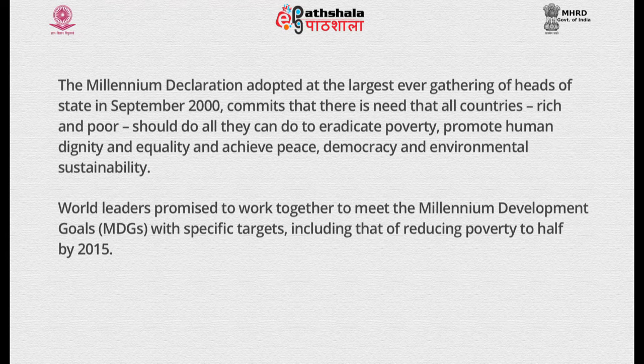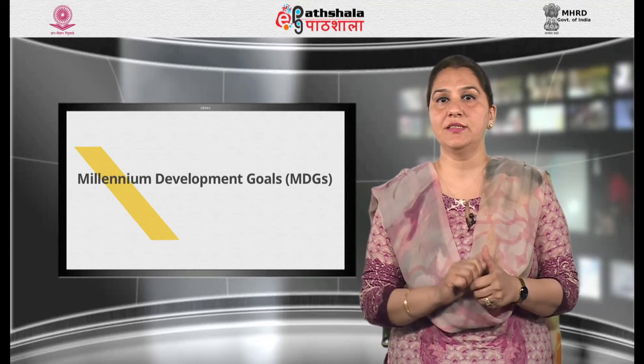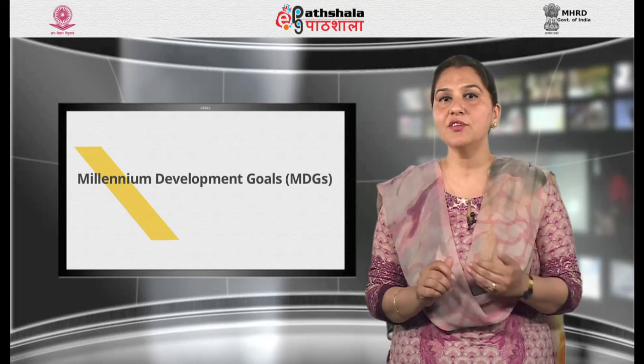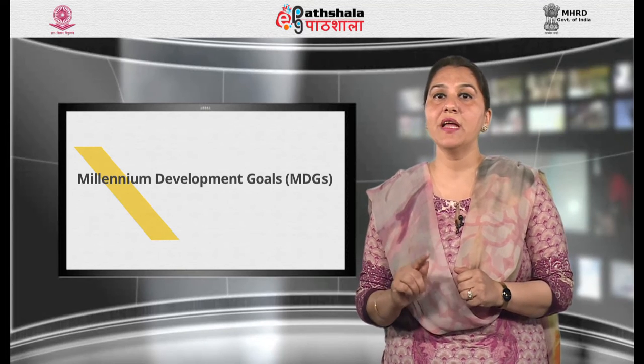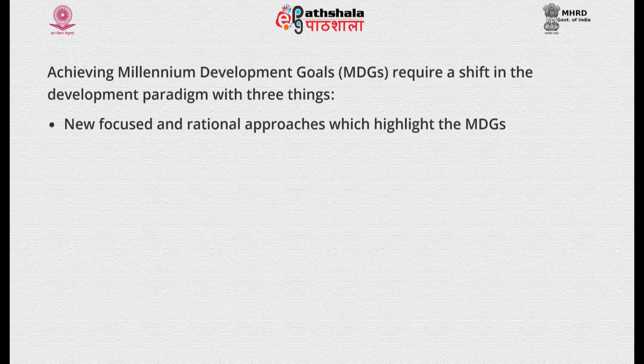World leaders promise to work together to meet the Millennium Development Goals with specific targets, including that of reducing poverty to half by 2015. However, 4 years after the declaration, progress is partial. Some regions like Asia and the Pacific and some countries like China may generally be on track, but others are not. It seems that on current trends, most countries will not reach many MDG targets. Achieving MDGs requires a shift in the development paradigm with three things. First of all, new focused and rational approaches which highlight the MDGs.